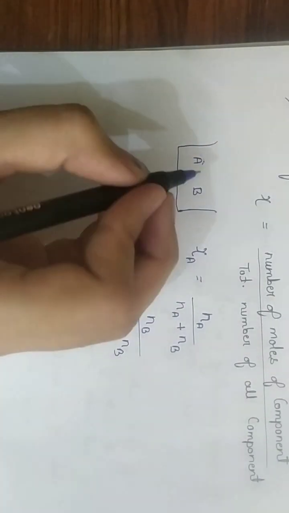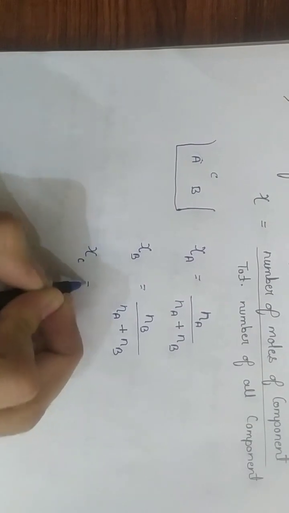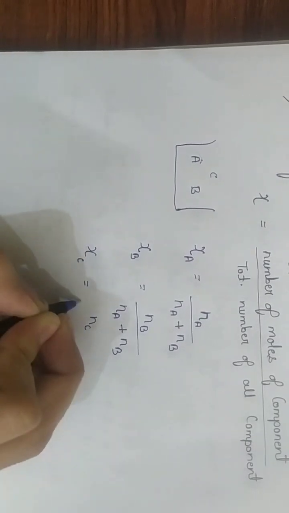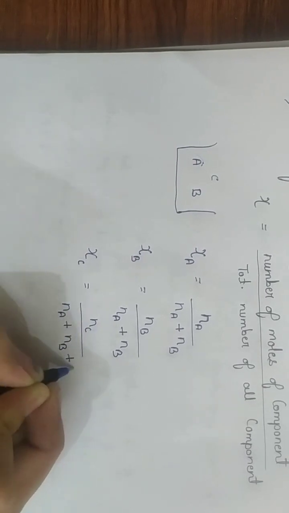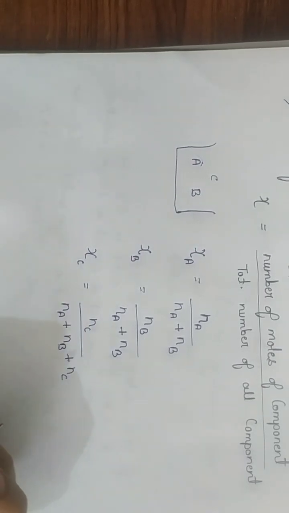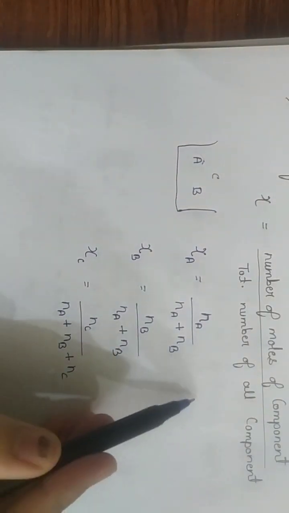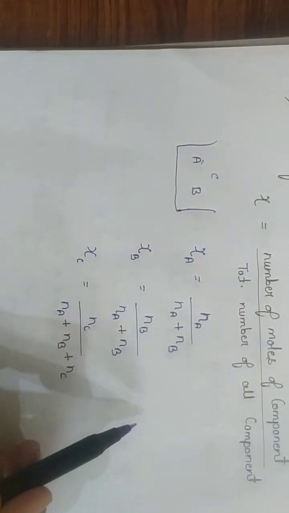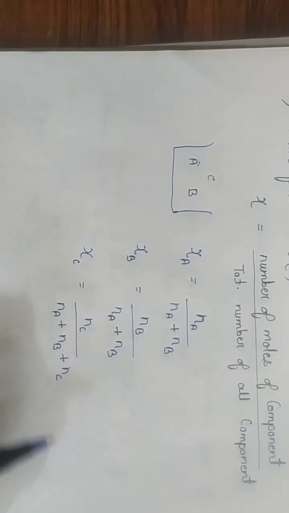Okay, suppose this container has component C as well. So we will write the mole fraction of C is mole of C upon mole of A plus mole of B plus mole of C. These two formulas were for when there were only two components in the container. This formula applies when component C also comes into the container.